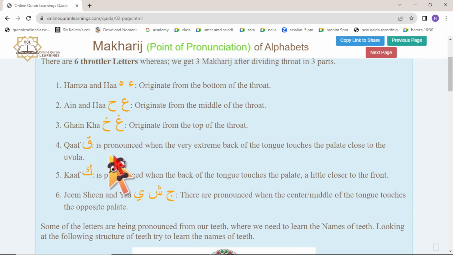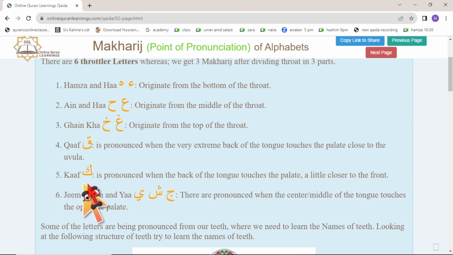Qaf is pronounced when the very extreme back of the tongue touches the palate close to the uvula. That is, when the end of our tongue, which is close to our throat, touches the back end of our palate. So Qaf will be pronounced. Repeat after me. Qaf. Next one is Kaf.